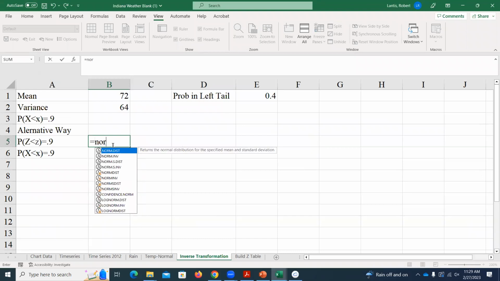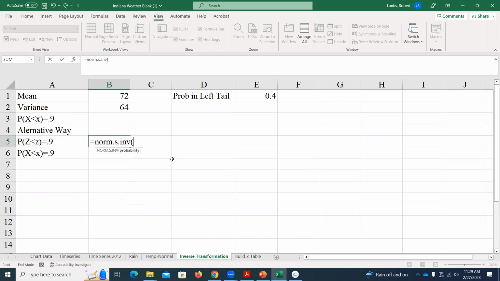So norm.s.dist, oh no, sorry, I'm lying to you. Norm.s.inv. So just like I had the norm.s.dist function, where I told it a Z value and it gave me the corresponding area in the tail, with norm.s.inv I'm telling it the area in the tail, and it's going to give me the corresponding Z value, right? So it's basically going to do what we were just doing, right?